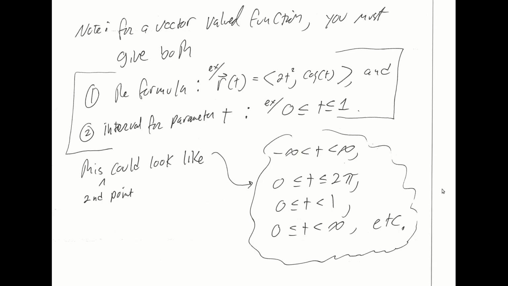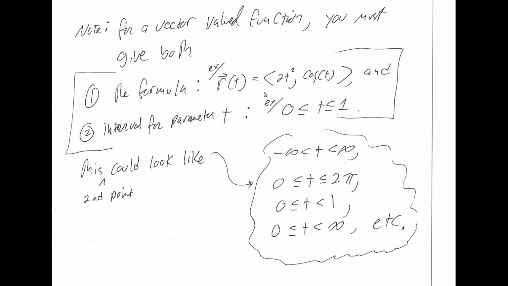So it's worth noting here that for vector valued functions, it's not enough to just give the equations. You also have to give the interval where your variable t, your parameter t, or whatever symbol you use to designate the parameter, what are the values that are allowed for that variable? T is fairly typical. So like, what is the interval where t is allowed to live?